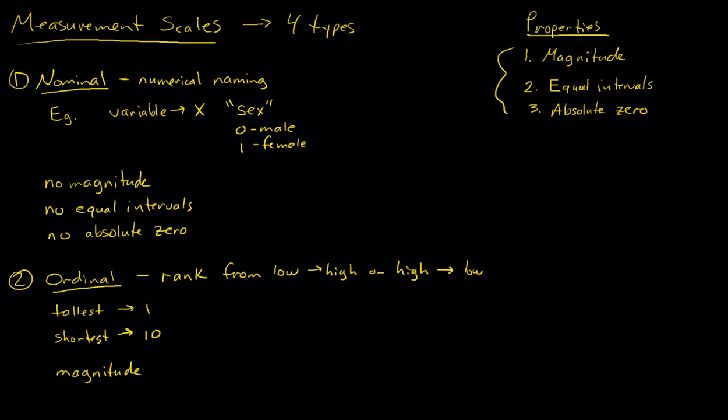Magnitude, yes. Why do we have magnitude? Because now these numbers are commensurate with more of something or less than something. See, going back to the nominal, just because you had a 1 doesn't mean that you had more biological sex than somebody else that was also a 1 or a 0. Here, if you were a 1, you were the tallest in terms of height in centimeters, height in inches, whatever you want to call it. And if you were a number 2, you had something less than that. So now we have this issue of magnitude.